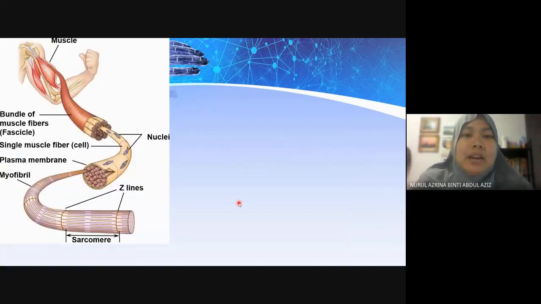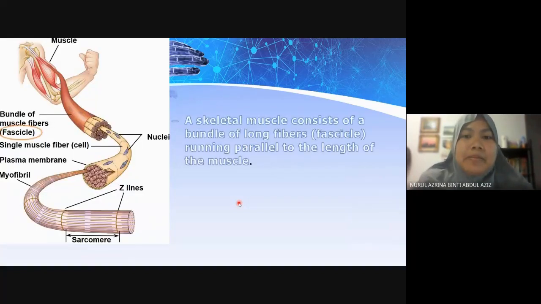Okay, so this is our skeletal muscle structure. Right, so this is our bundle of muscle. Okay, so ni muscle kita. And it is connected to the bone here by tendon kat sini. Okay, so a skeletal muscle consists of bundle of long fibers. So this is what we call as bundle of long fibers.